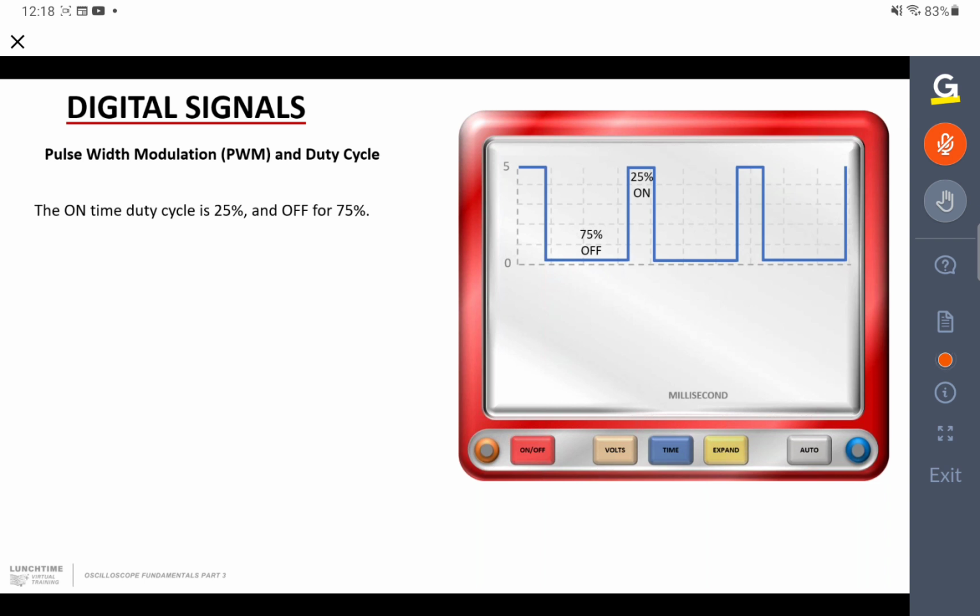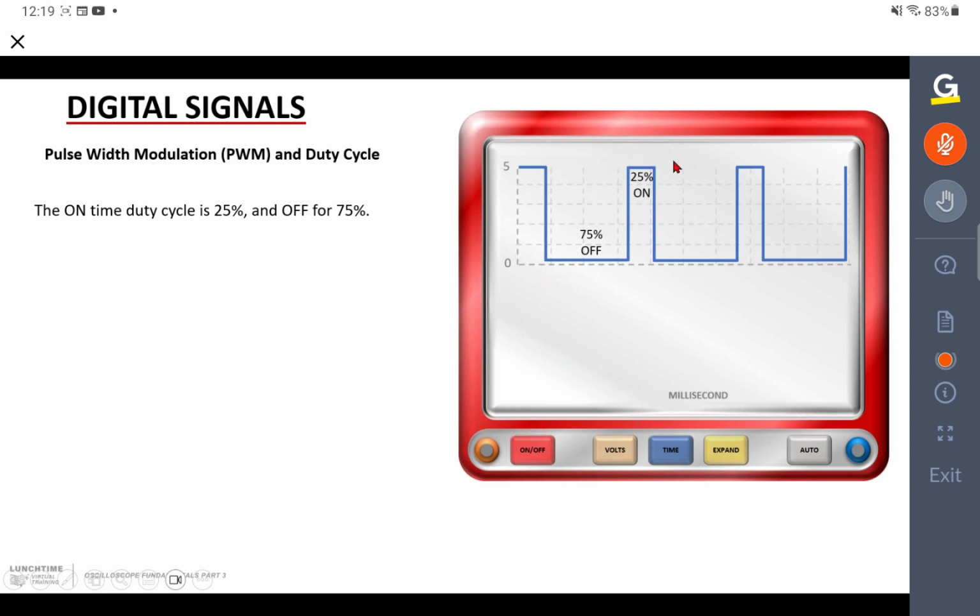Now, in the illustration we're looking at here, the digital signal is being switched on and off for different periods of time. At the moment, the signal is switched off for 75% of the time, and it's switched on for 25% of the time. So if we were using this signal to control a solenoid valve, for example, the current flowing through the circuit would only exist for 25% of the time.